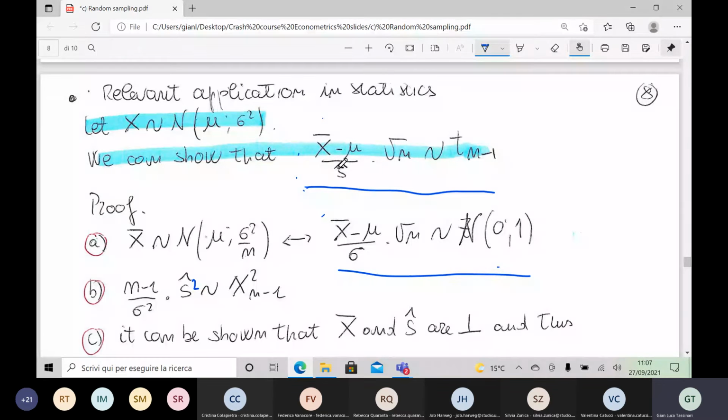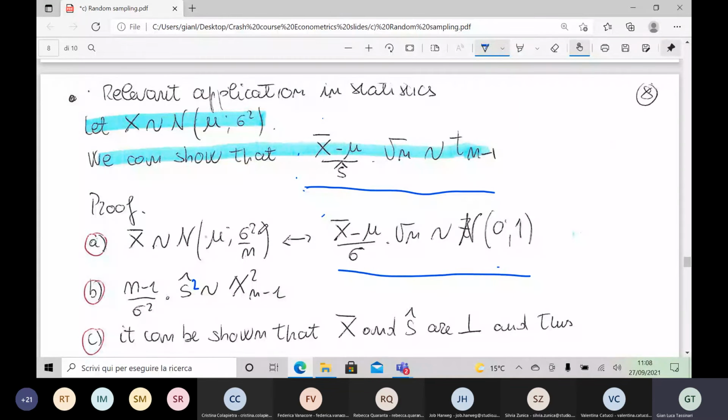But what is the meaning of s hat, guys? I told you that s hat, it will be shown tomorrow, that s hat square is the unbiased sample variance, is the estimator of sigma square. It is used to estimate sigma square. So s hat is used to estimate sigma square. S hat is a random variable. Sigma square is an unknown constant of the population.